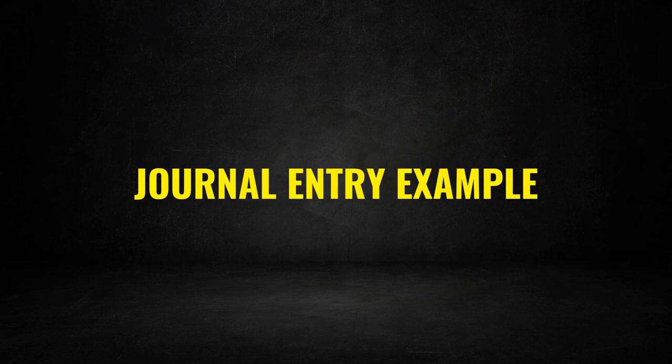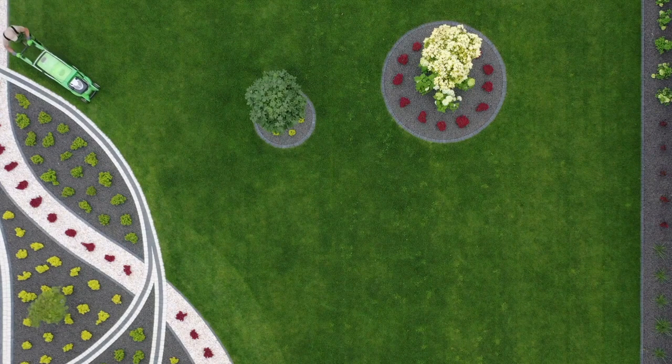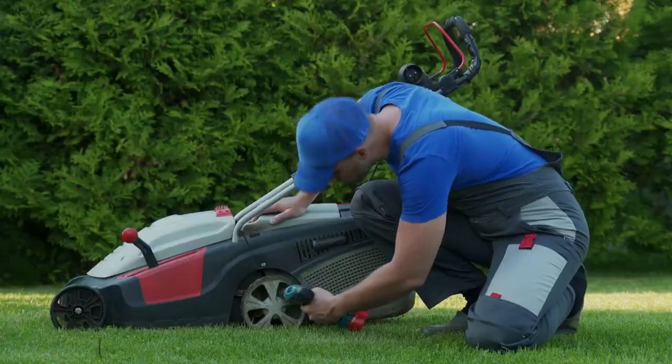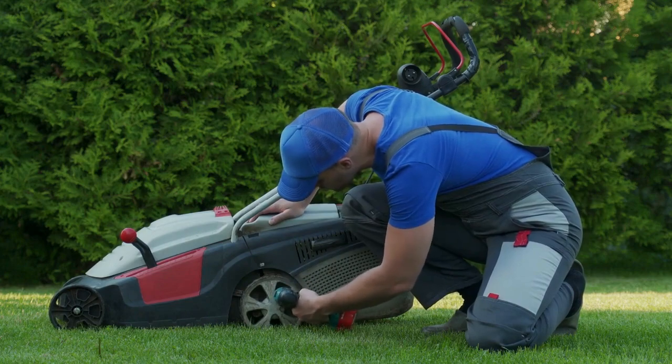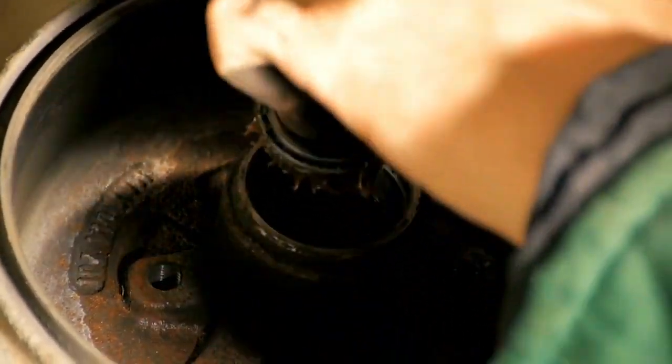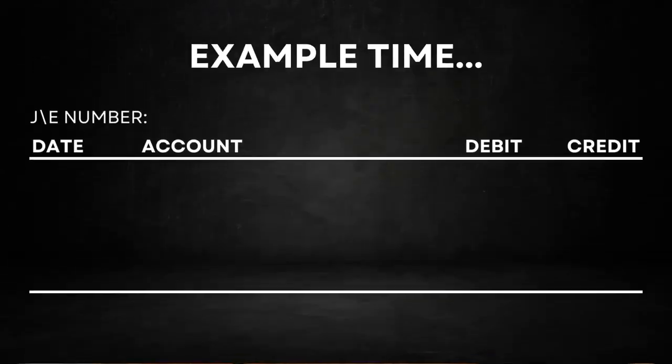In my previous video, I started my own landscaping and lawn care business, which has been running successfully for a week. However, my equipment has become faulty and needs repair. I take it to the repair shop and they charge me $20, which I pay in cash. Let's walk through the process of recording this transaction using a journal entry template.